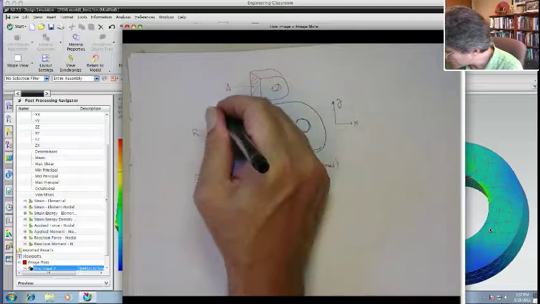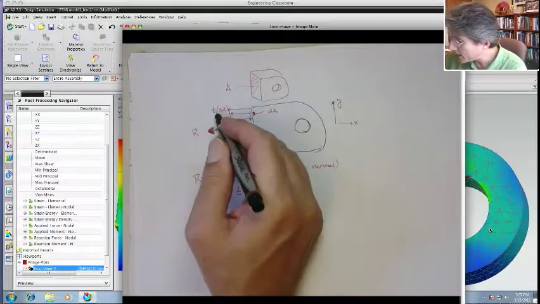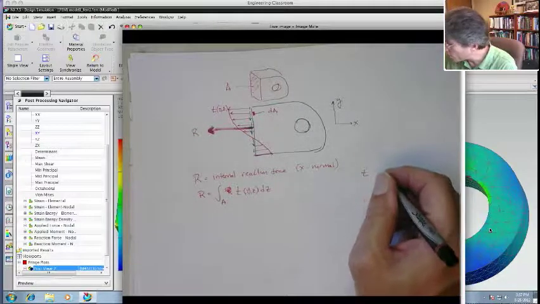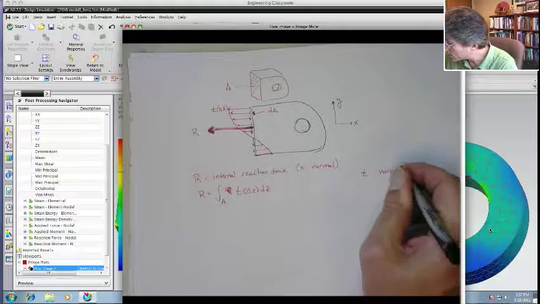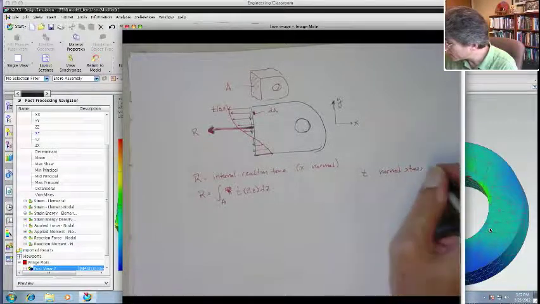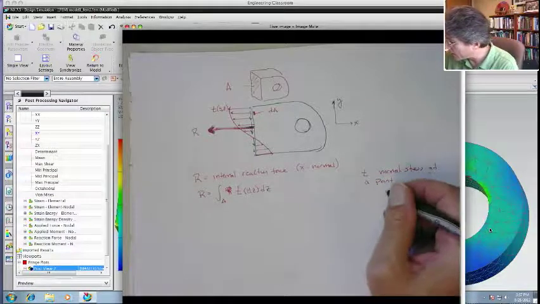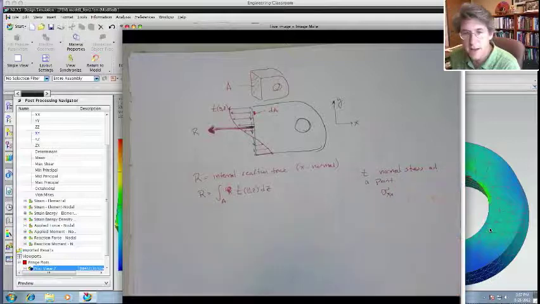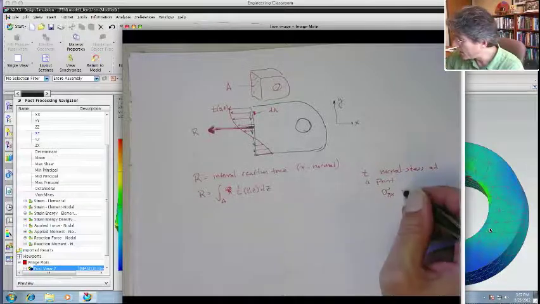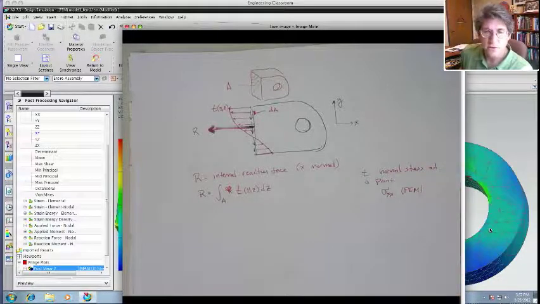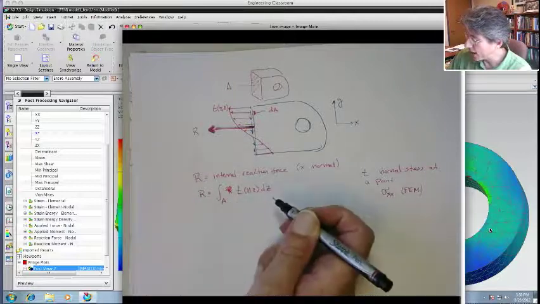This is t. So T, again, we can think of T as this normal stress at a point. This is what in the finite element model we're calling the sigma XX stress, okay? And this is actually what we'll call it in one of the later chapters when we start talking about this sort of stuff. So that's this normal stress at a point. All right. This is the total internal reaction force, okay?